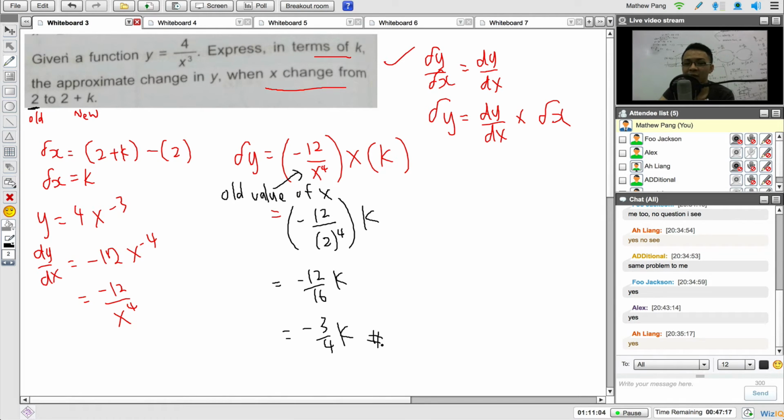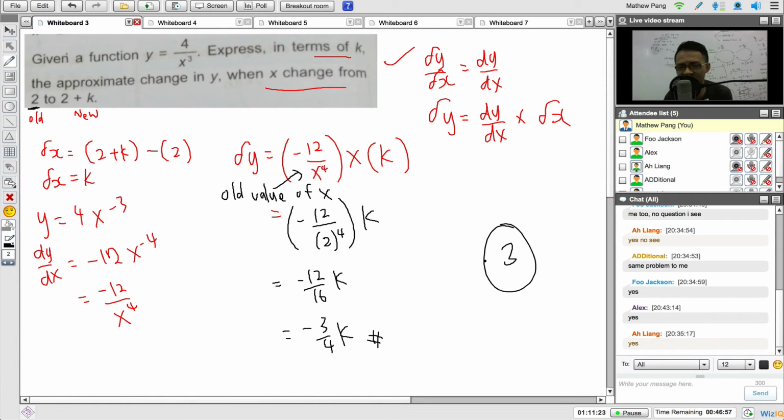Done. So after you form the formula, you must take the hint that for the x value, you always substitute the old value of x. In this case, the old value of x is 2. So you just substitute it in, then you will get 3 marks. This is a past year question. Okay, got the idea how to do small change?